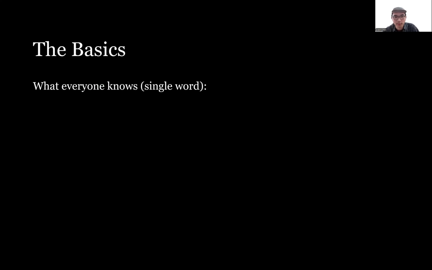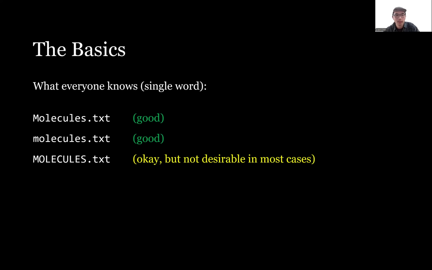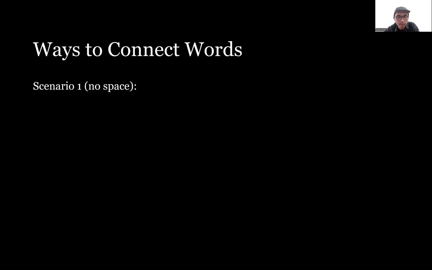So the basics everyone knows, if you're trying to name a file using a single word, you can do, say, Molecules, with the first letter capital M, or you don't even have to, you can just do molecules, because it's a single word, so it wouldn't be confusing if you're just typing the word. And the third one here, this is relatively rare, but if you do all capital, it's not really desirable in most cases, but it's still readable. It's just not the best way to name a file.